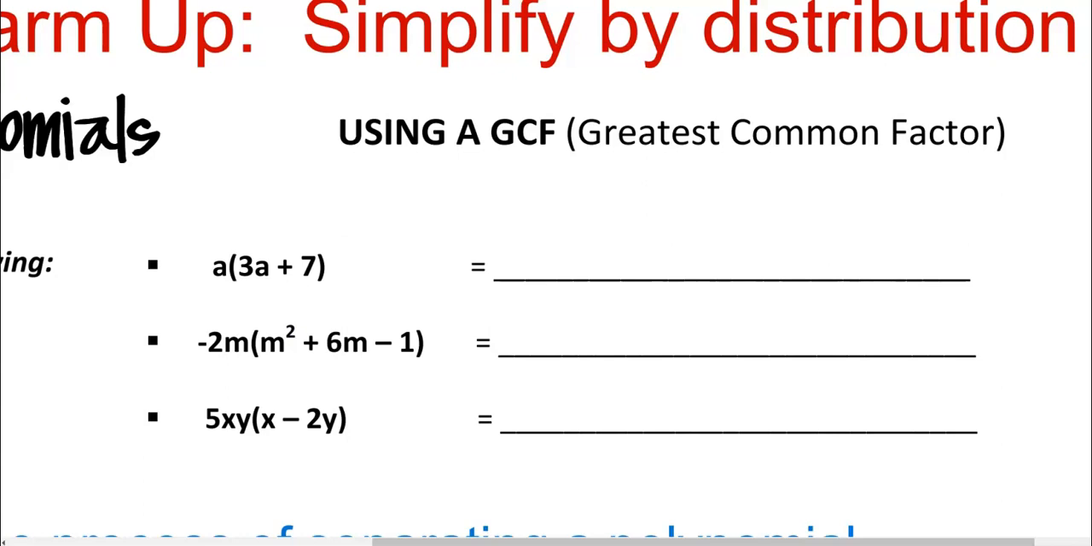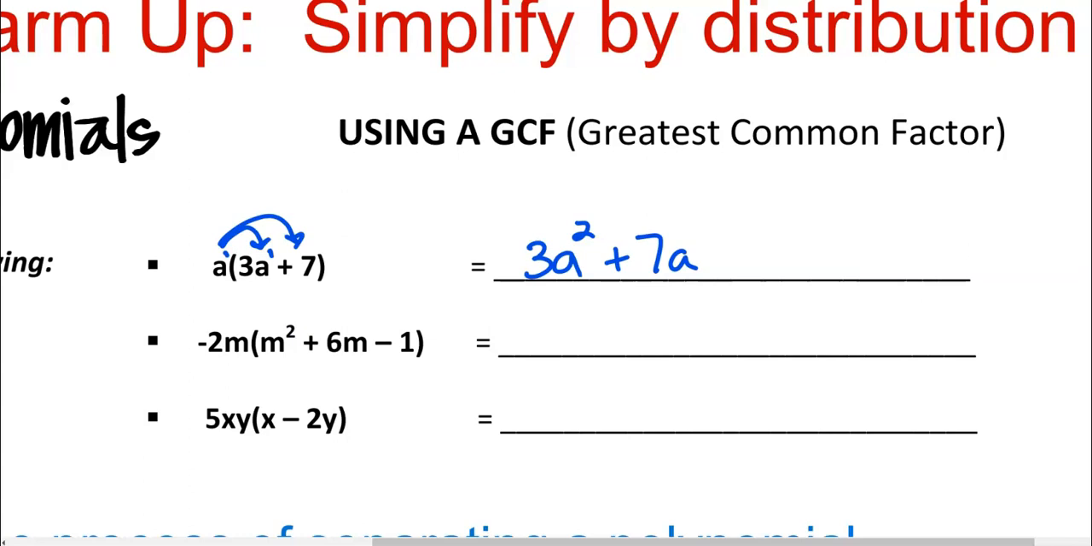Okay, so you already told me that to distribute is to multiply. So to take A and multiply it to 3A, now you have 3A squared. Okay, when you multiply, you add your exponents. Technically, they both have a 1, right? And then A times 7 gives you positive 7A. There we go, like that.